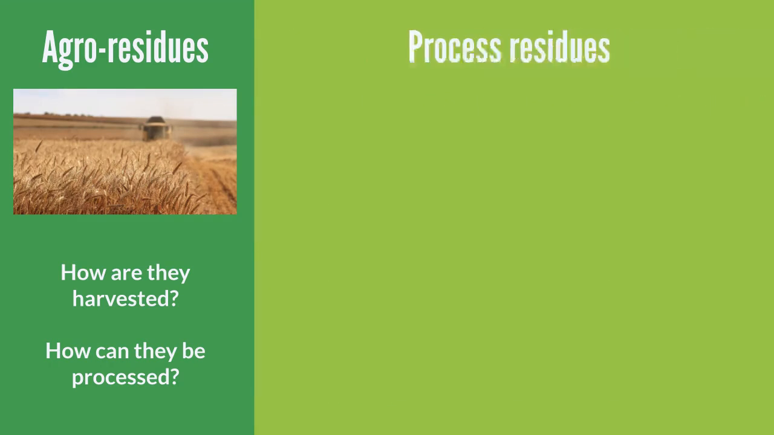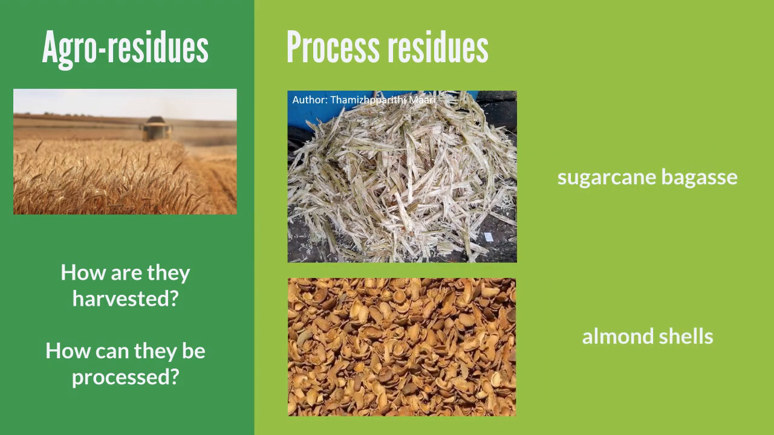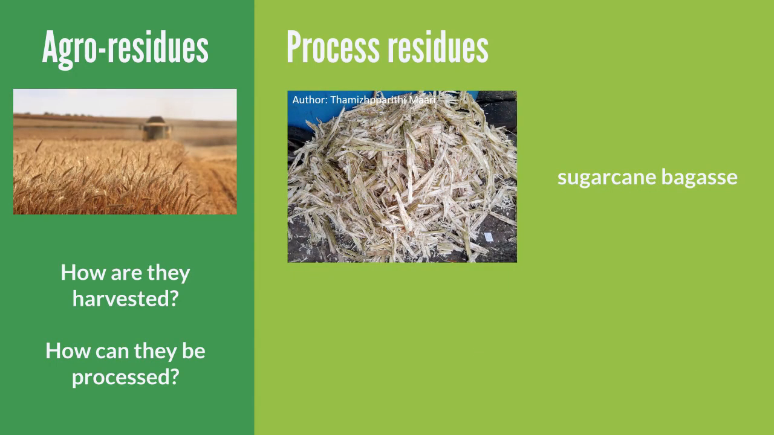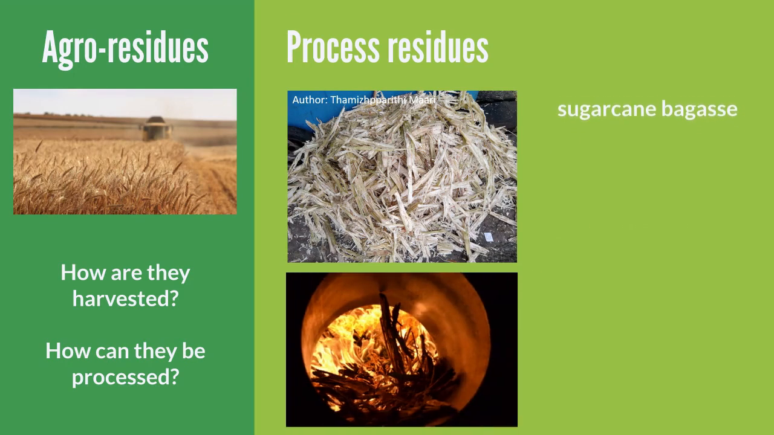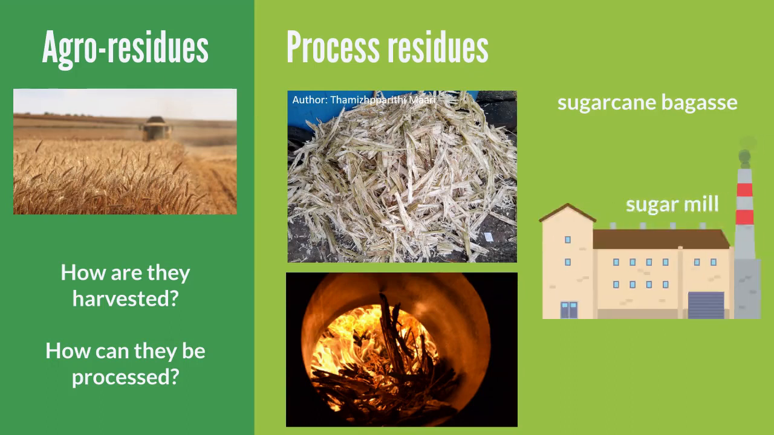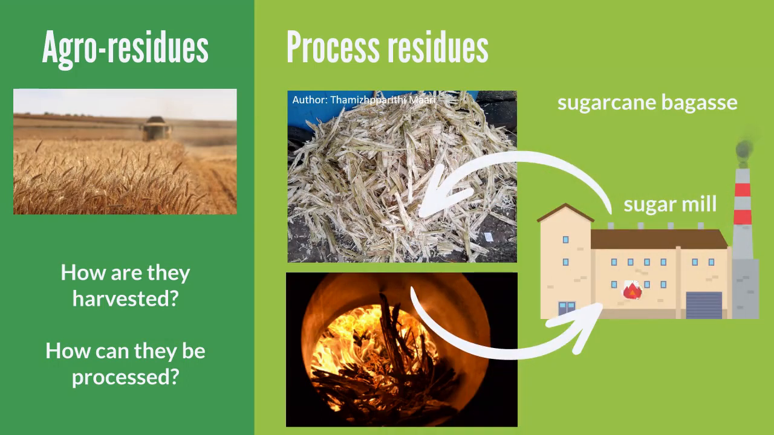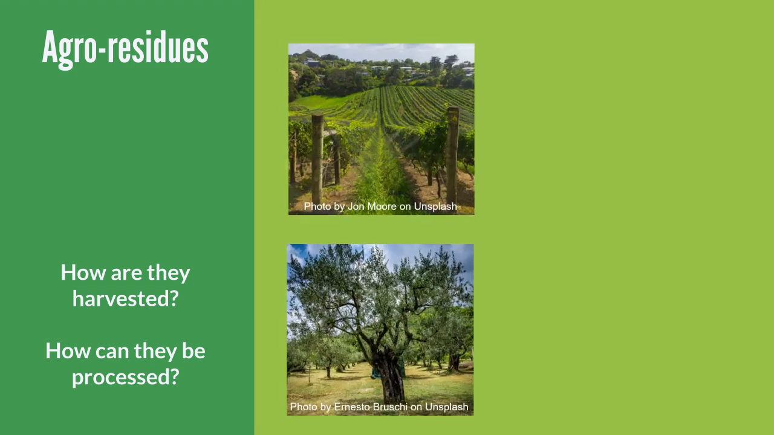Let's move to process residues. Process residues include husks, seeds, bagasse, molasses, and roots left after the crop is processed into a usable resource. Under favorable circumstances, process residues can be easily used as biomass resource. For example, sugar cane bagasse is burned to provide heat and electricity in sugar mills. Let's move to residues from perennial crop plantations.